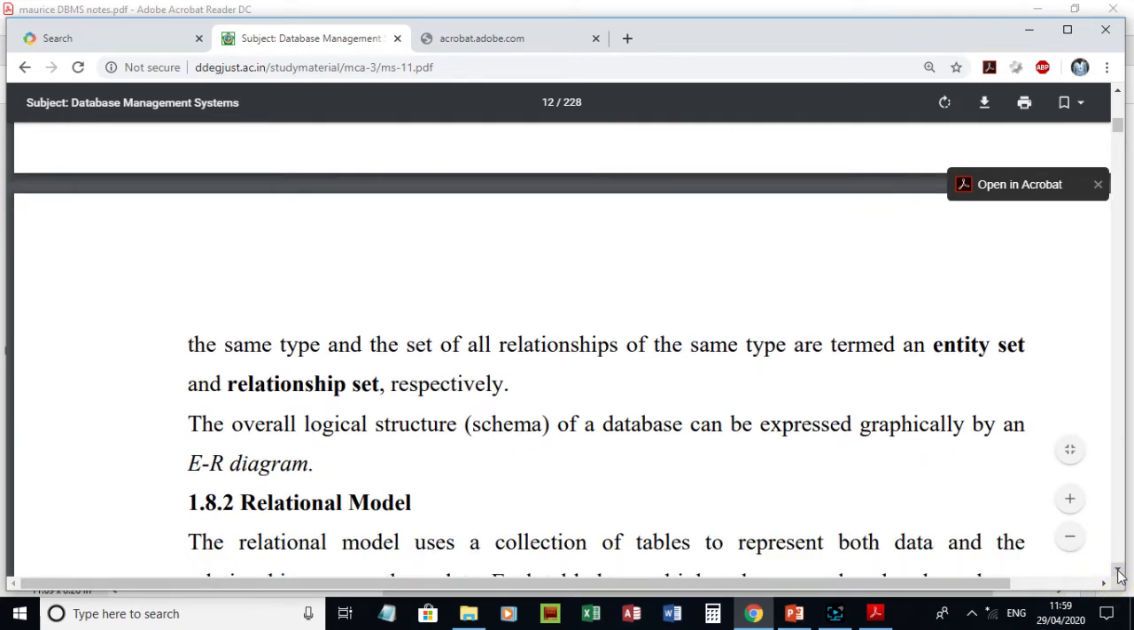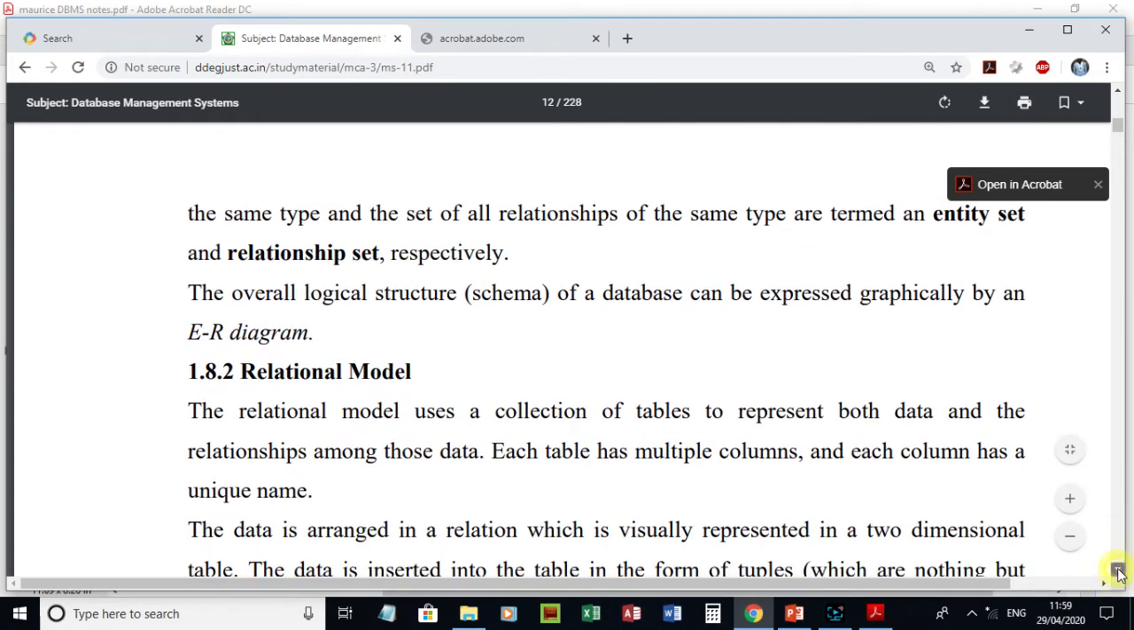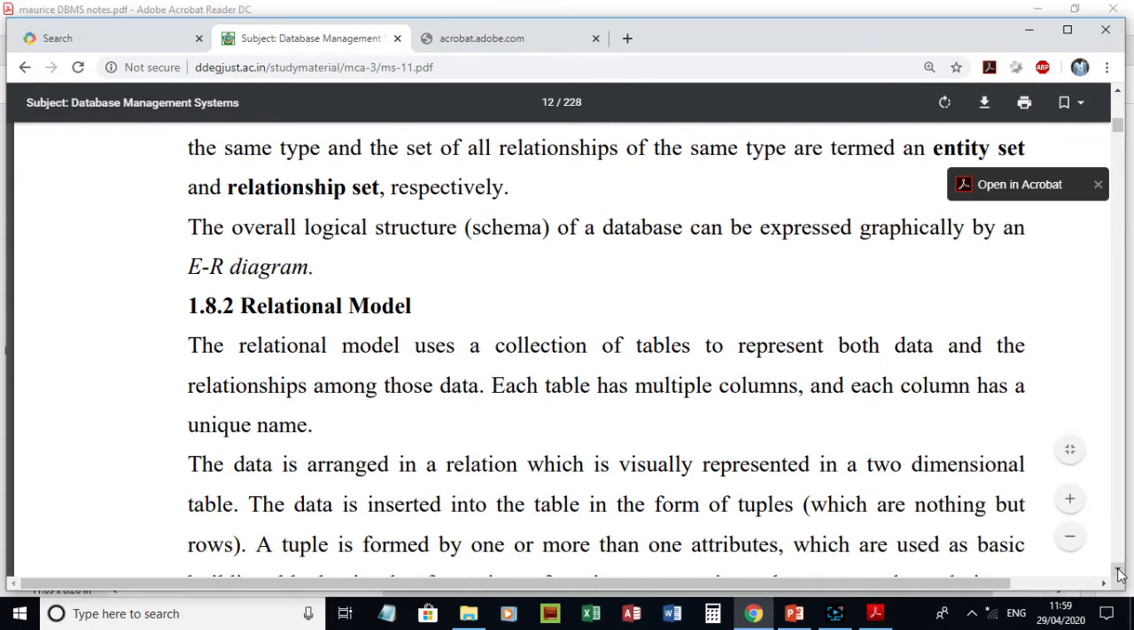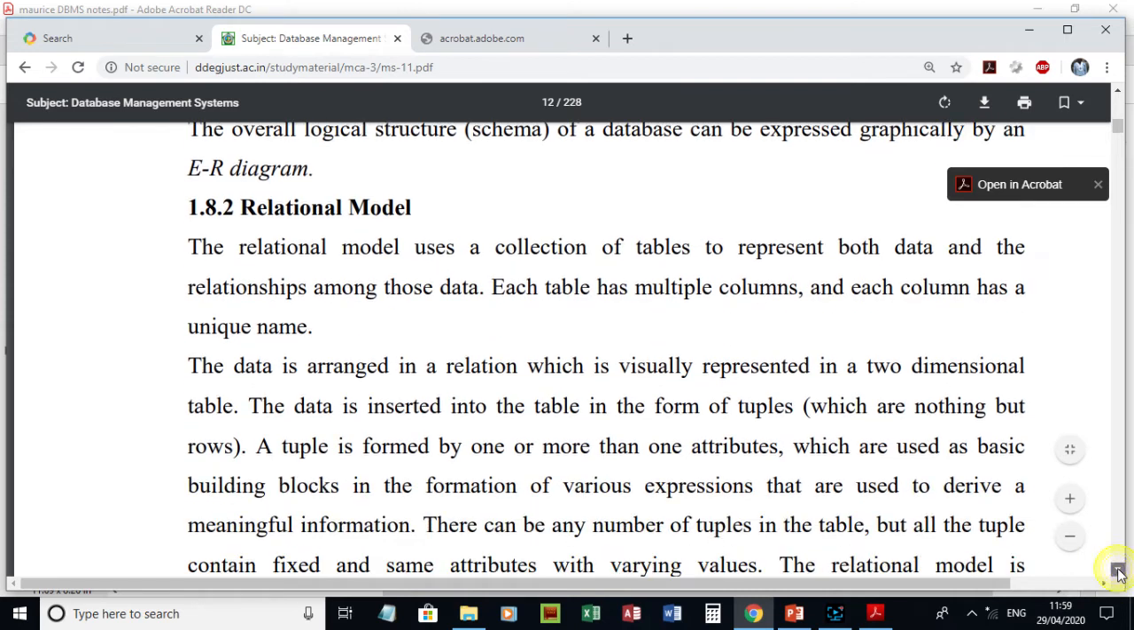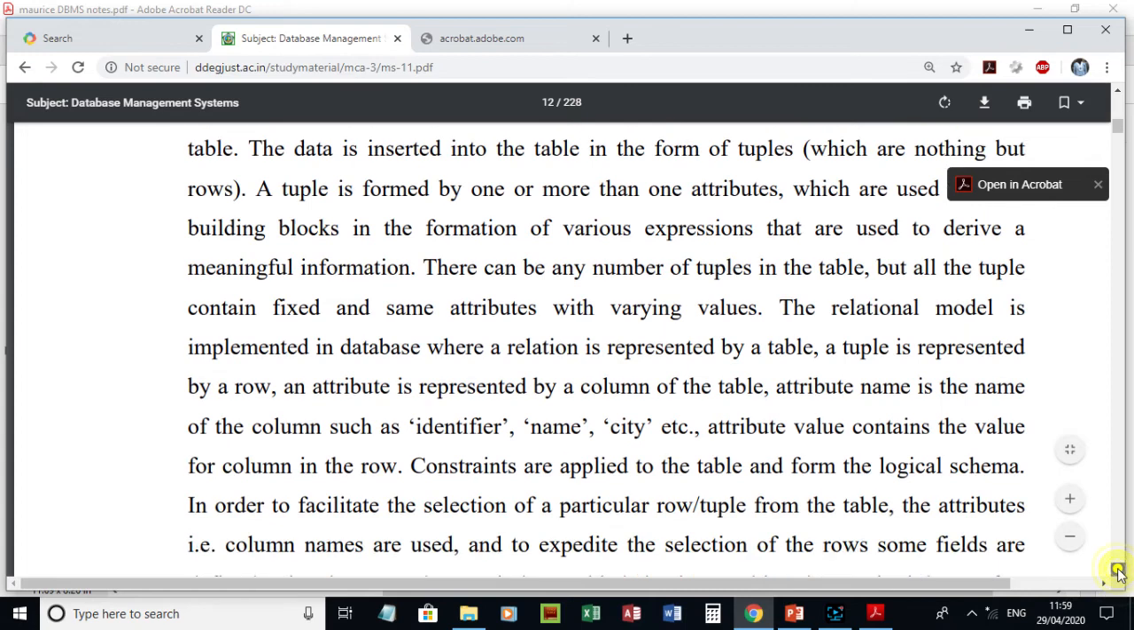So the overall logical structure, that's the schema of a database, can be expressed graphically by an ER diagram. By what? ER diagram. All right. So I think I will stop here, and next time we'll move to the relational model. Relational what? Model. And then immediately after that, we are moving to the work.